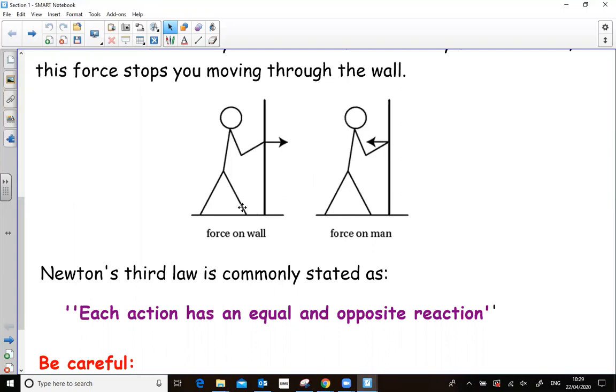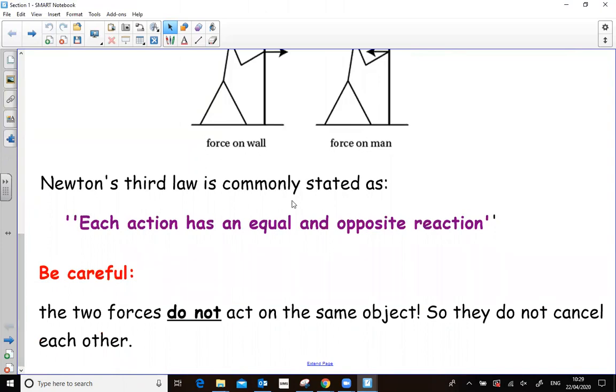Can you see the difference? For this one, the force is acting on the wall, but for this one, the force is acting on the man. So that means there are two different forces acting on two different objects. However, those two forces have the same magnitude, but the opposite direction. Now, Newton's third law is also commonly stated as each action has an equal and opposite reaction.